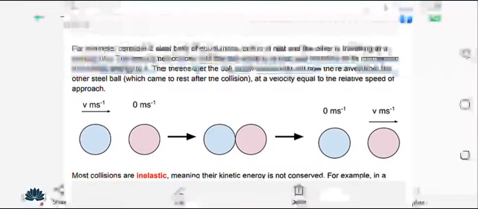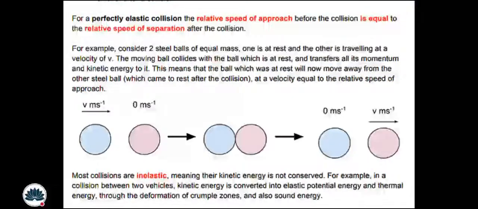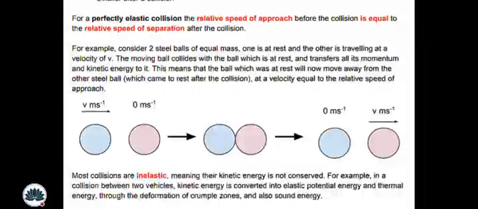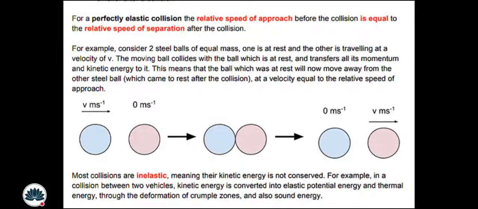Alright, so quickly completing it. The ball which was at rest will now move away from the other steel ball, which came to rest after the collision, at a velocity equal to the relative speed of approach. Most collisions are inelastic, meaning the kinetic energy is not conserved, obviously. For example, in a collision between two vehicles, kinetic energy is converted into elastic potential energy and thermal energy through the deformation of crumple zones, and also sound energy.